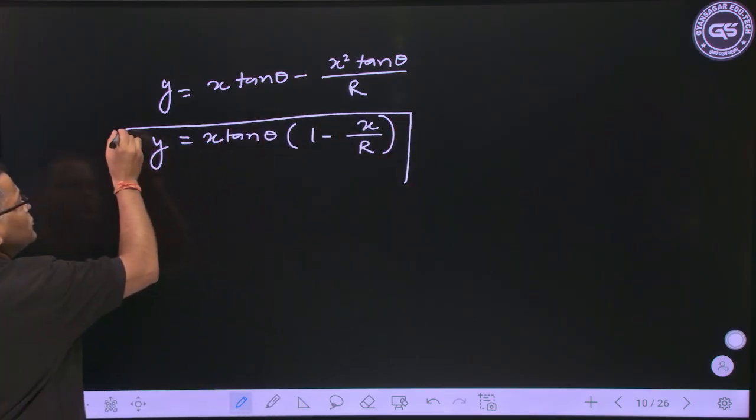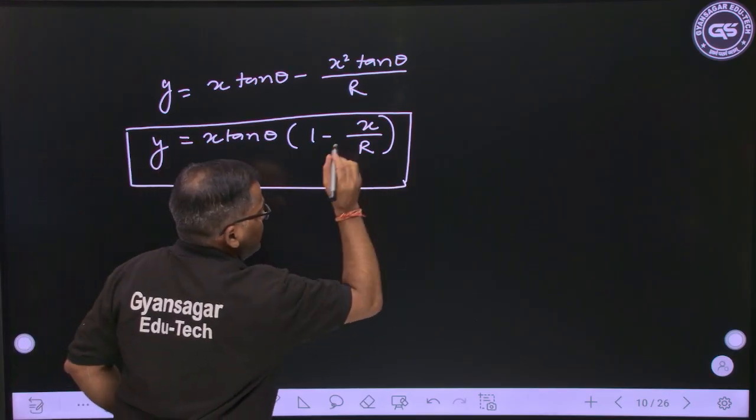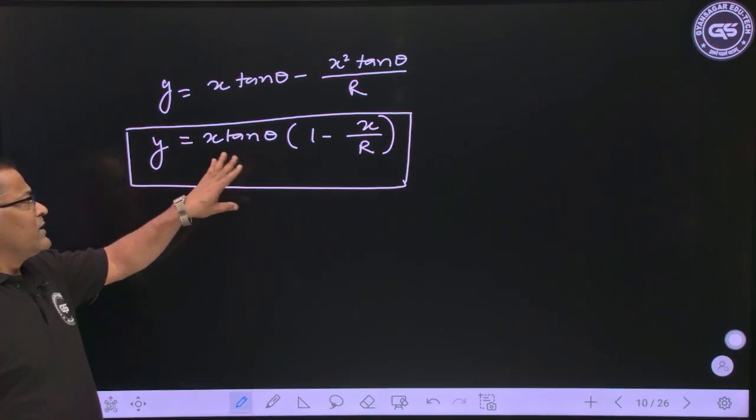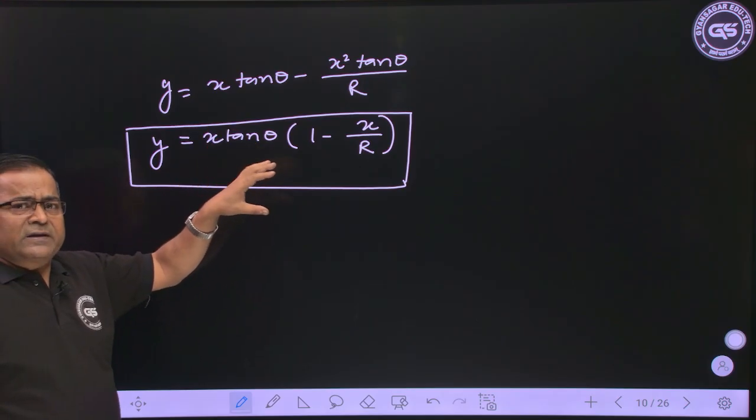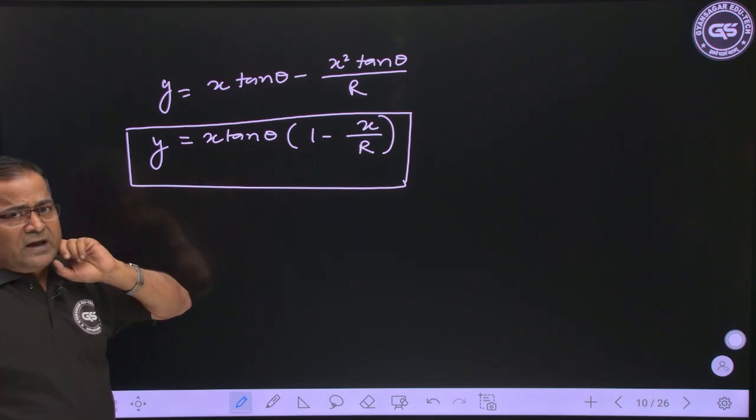This equation is useful when we solve JEE questions. For board exams it is not that important for 11th class, but for JEE this equation can be quite useful.